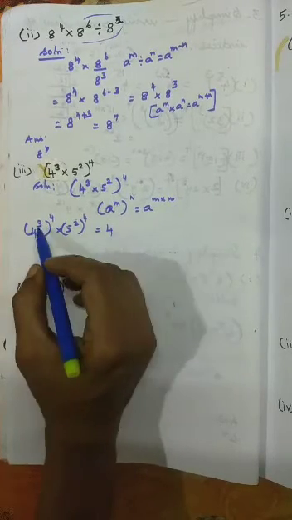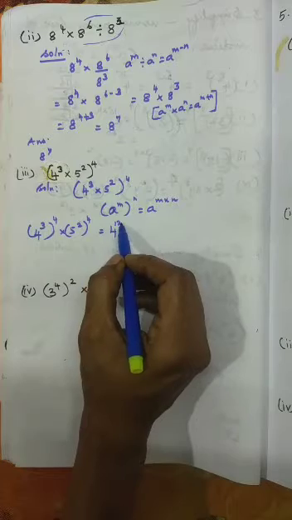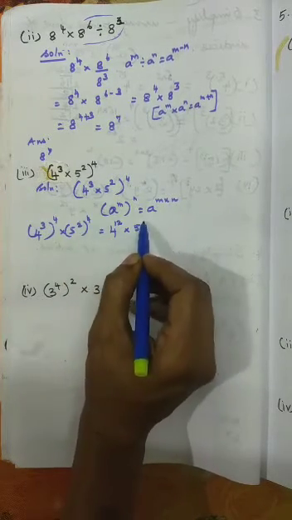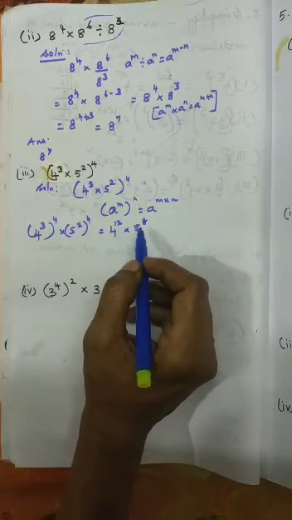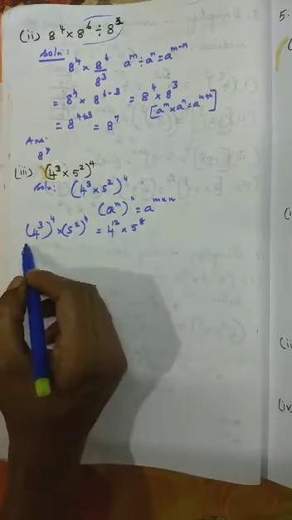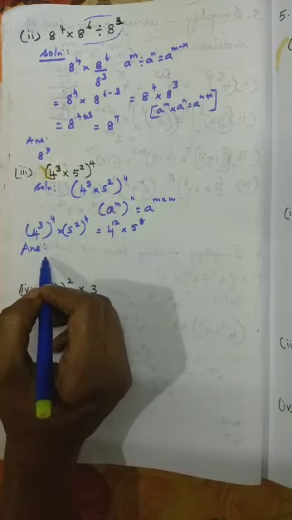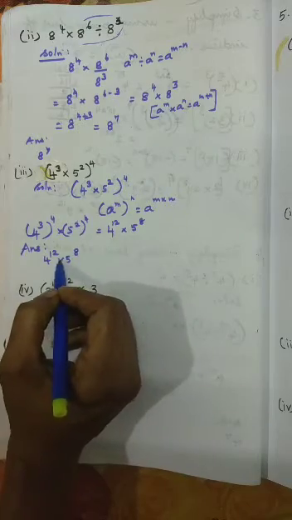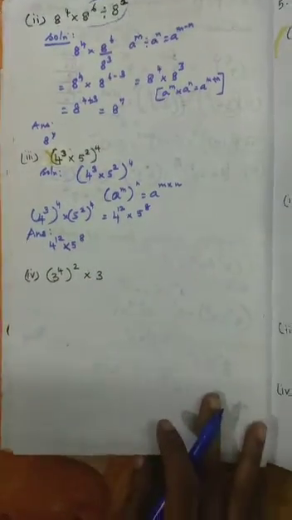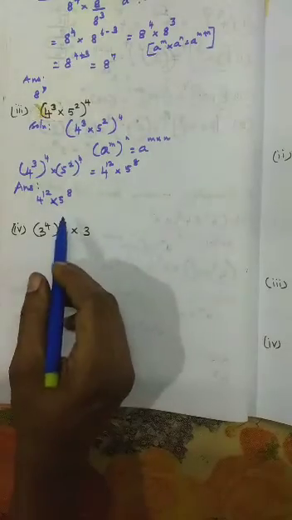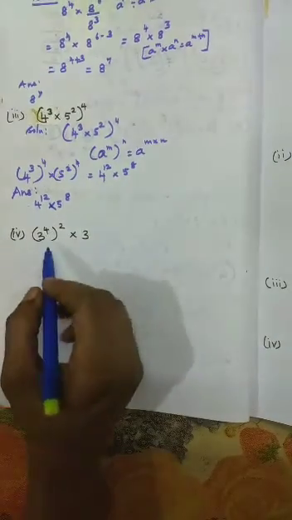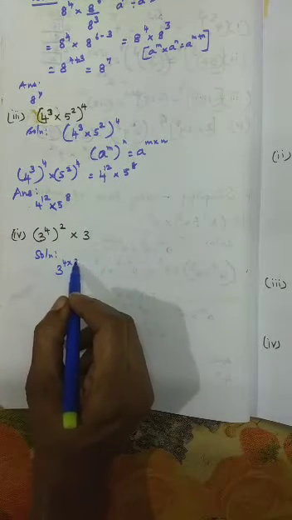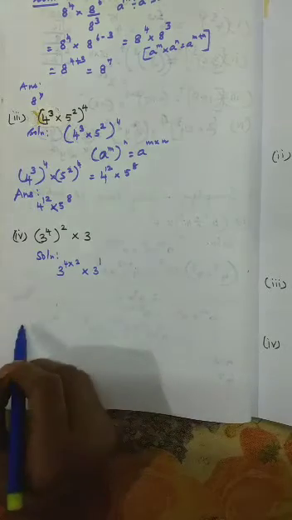So 4 power 4 3s are 12 into 5 power 2 into 4 is 8. 4 2s are 8. The answer is 4 power 12 into 5 power 8. Then the fourth problem. 3 power 4 the whole square. Here also the same power rule. Isn't it? So 3 power 4 into 2 into 3 power 1.